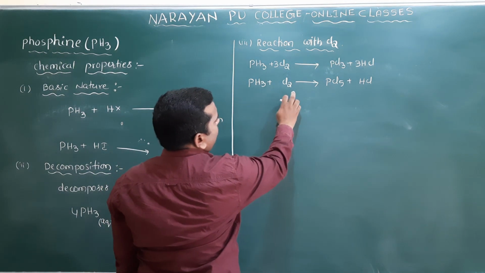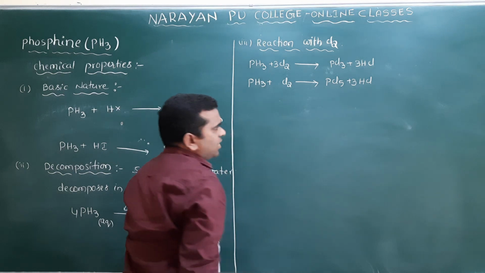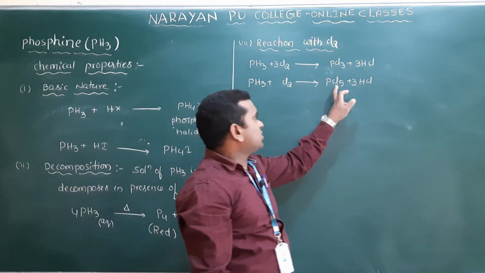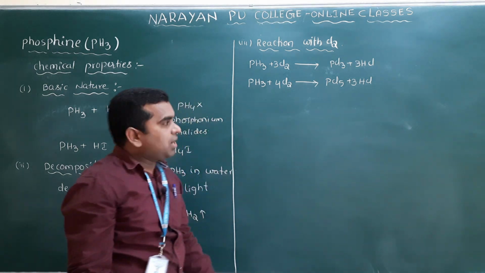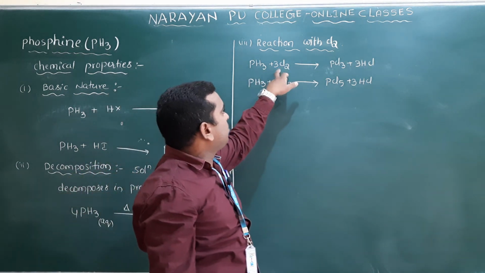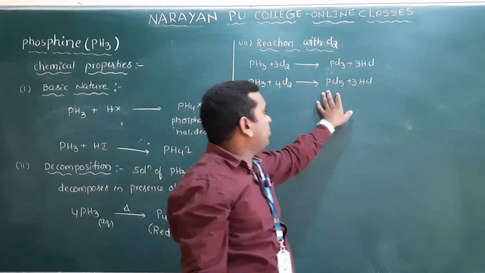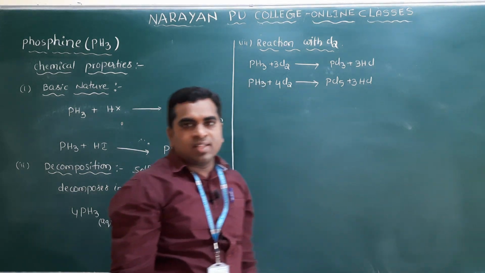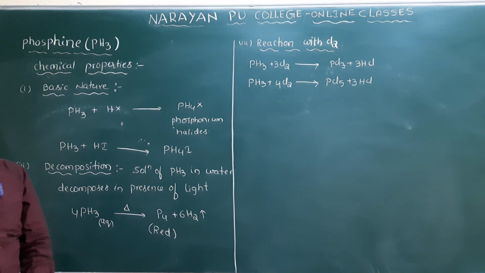And chlorine atoms, how many? 3 hydrogens, 3 are there. So first of all I will put 3, then 3 hydrogen atoms are there. Total how many chlorines? 5 plus 3, 8. 8 means I have to put 4 here. Clear? If I take 3 moles of chlorine, you will get PCl3. If you take 4 moles of chlorine, you will get PCl5. That is the reaction of PCl3. Next one is reaction with metallic salt solutions.